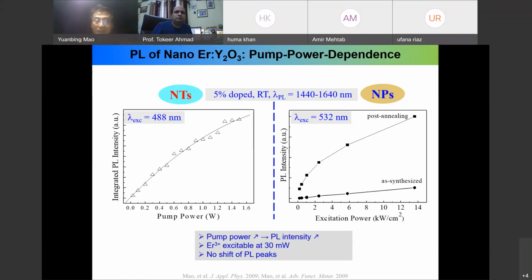One thing, and the other thing related to this is for the nanoparticles. The interesting thing is that the as-synthesized sample follows this trend, right? Excitation power and then photoluminescence intensity. But if we actually do a post-annealing of the samples, this photoluminescence could increase even further.